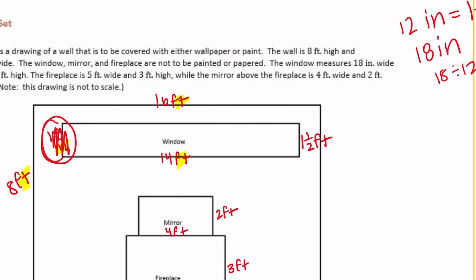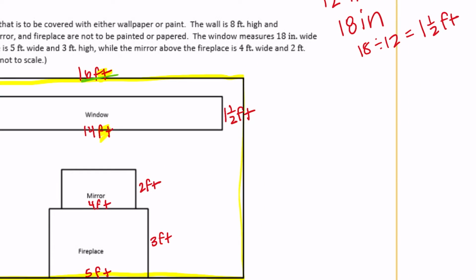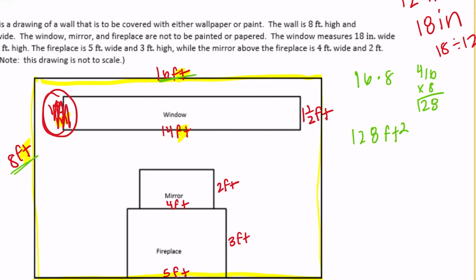Okay, so let's start with the entire wall, and then I'm going to take out the other pieces. So the entire wall is 16 feet by 8 feet. So let's do 16 by 8. That is 128 feet squared for the entire wall, but we're not including the window, the mirror, or the fireplace.